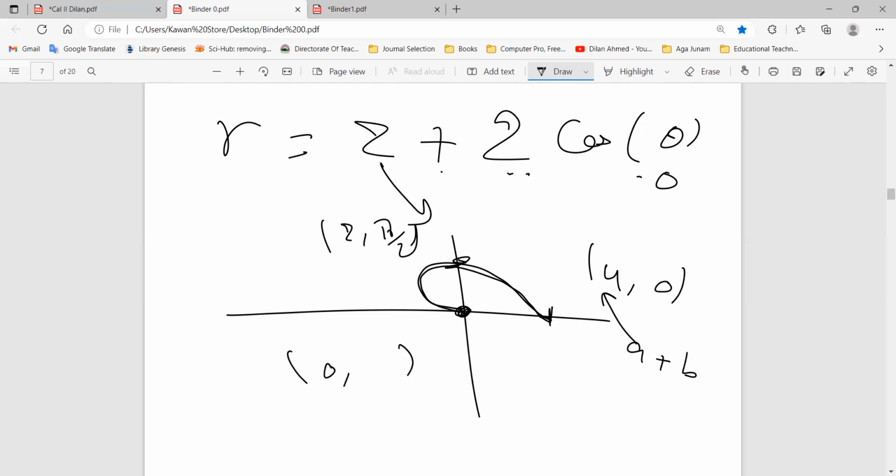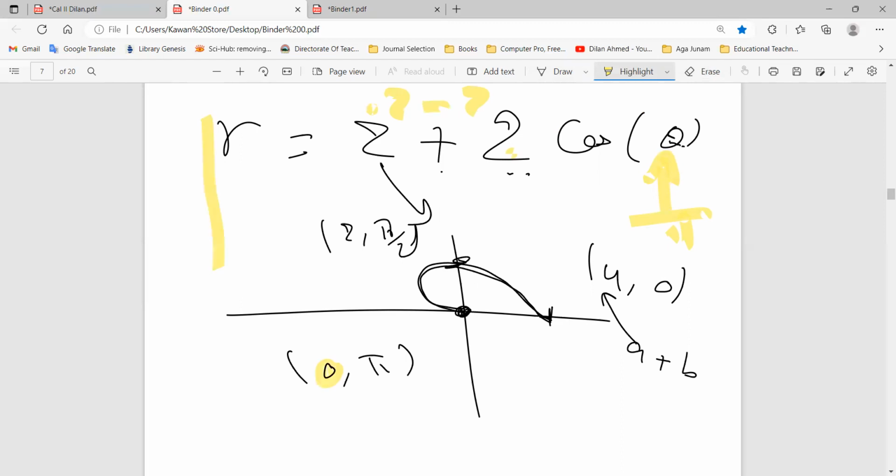0 and pi. Why? Because if I put pi here, I'll get what? Minus 1, right? So if I put pi in here, I'll get minus 1. Minus 1 multiplied by 2 is minus 2. 2 minus 2 is 0. Now it's correct.